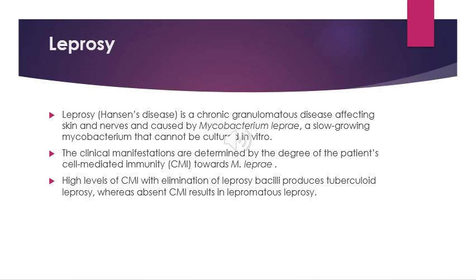Leprosy is classified using the following categories. Number 1, tuberculoid. Number 2, borderline tuberculoid. Number 3, mid borderline. Number 4, borderline lepromatous. And number 5, lepromatous. Number 6, intermediate, indeterminate.